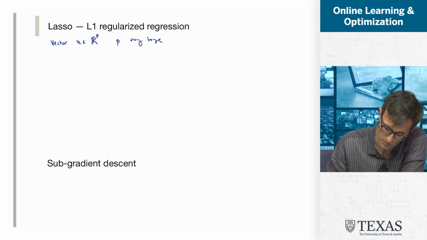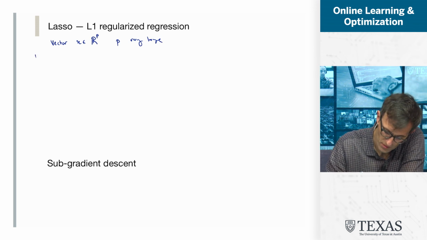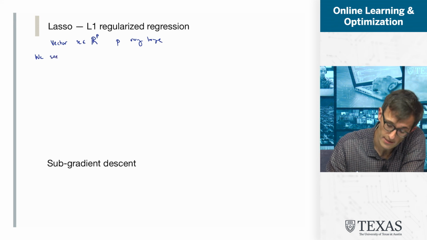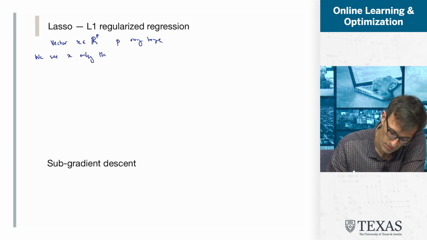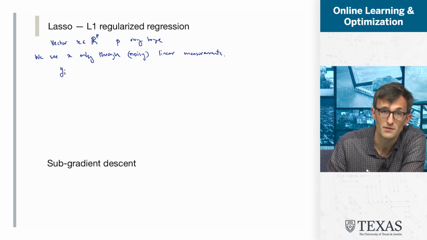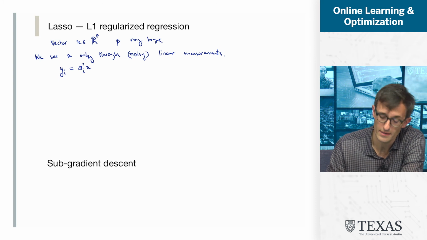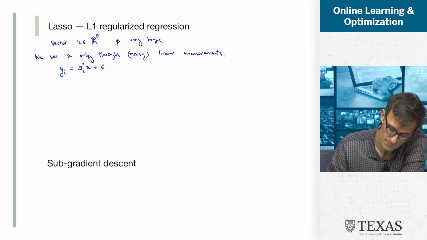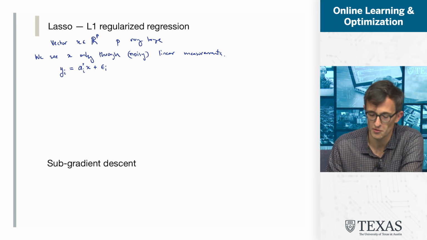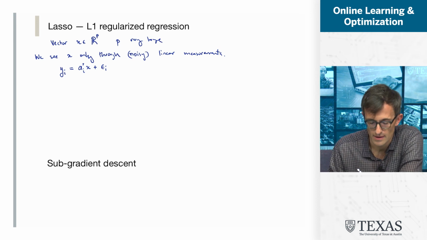So in other words, we see x only through noisy linear measurements. What we see is, at the ith measurement, it gives us y_i, which is equal to a vector a_i times this unknown x plus some noise. So this is our typical model. Epsilon_i is noise.